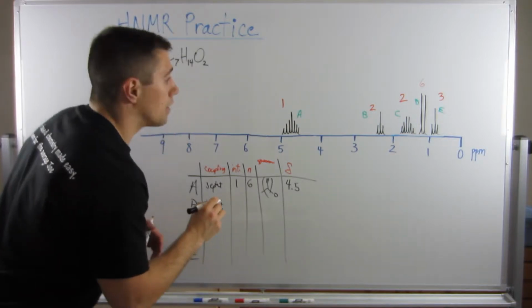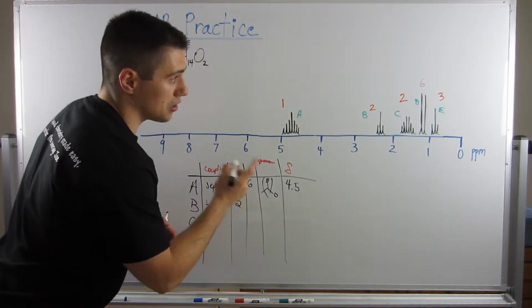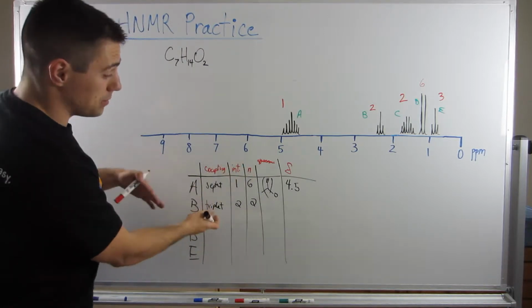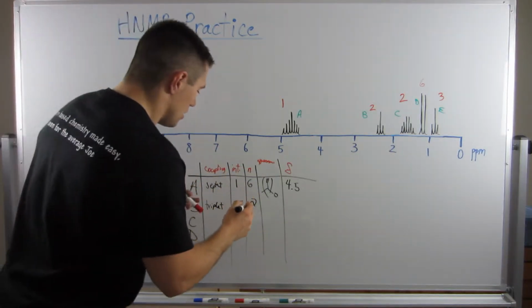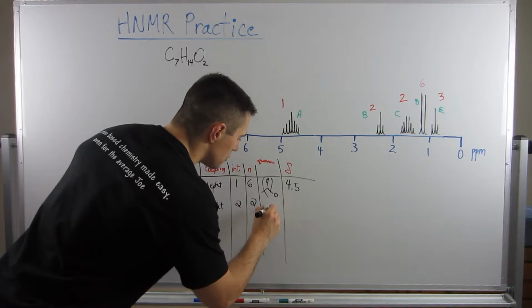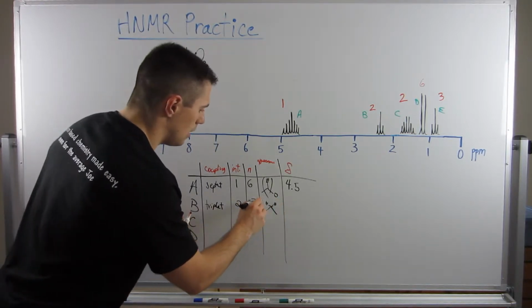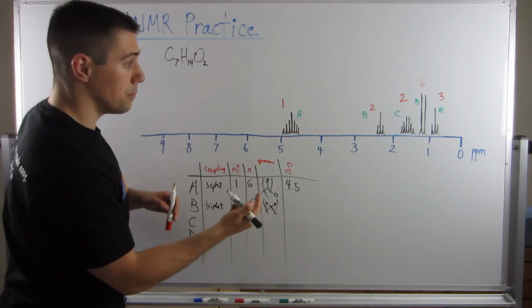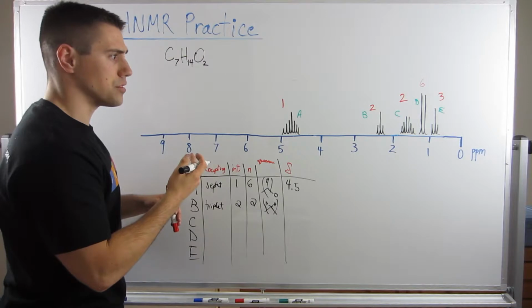Okay. The integration is 2. We also happen to have 2 neighbors, because 2 N plus 1 should be 3 because of the triplet, so 2 neighbors. So we are going to have 2 hydrogens on this carbon because of the integration. And we're going to have 2 neighbors in total, and we are a little bit downfield.